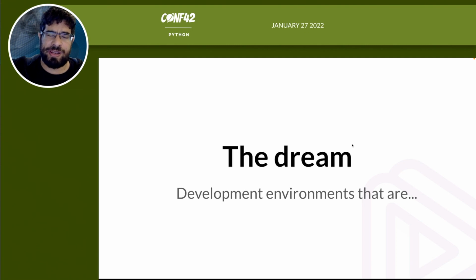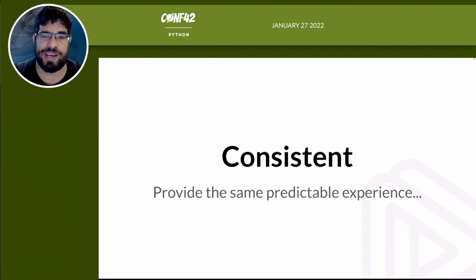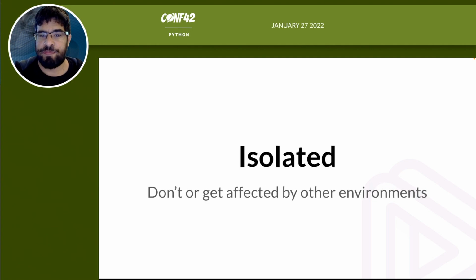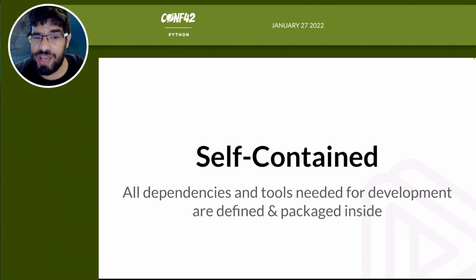So how can we make it better? What's the dream? The way I see it, the dream is development environments that are consistent. We have the same predictable experience. They are reproducible, so I can destroy and rebuild them. I don't need to care that I managed to make it work. They are isolated, so they are not affected by other projects that I'm working on. They are self-contained, so all the dependencies and tools needed for development are defined and packaged inside the environment. It can be a database or an SDK or something like that.